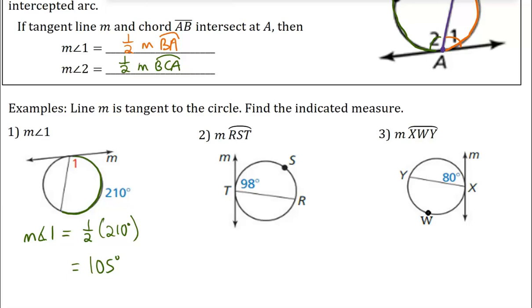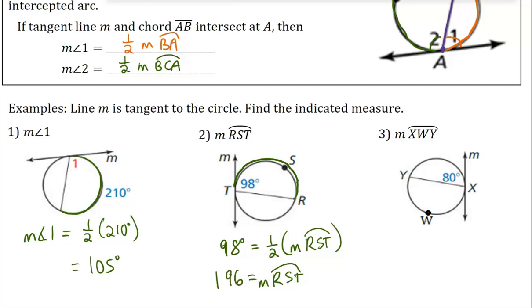Okay, here we're looking for RST, which is the major arc, but I'm still going to set it up the same way. The angle is half the arc. And then to get the arc by itself, I'm multiplying both sides by 2. Sorry, there's a bell. And so we get that the measure of arc RST is equal to twice 98, which is 196. As you're doing these, make sure that they make sense.